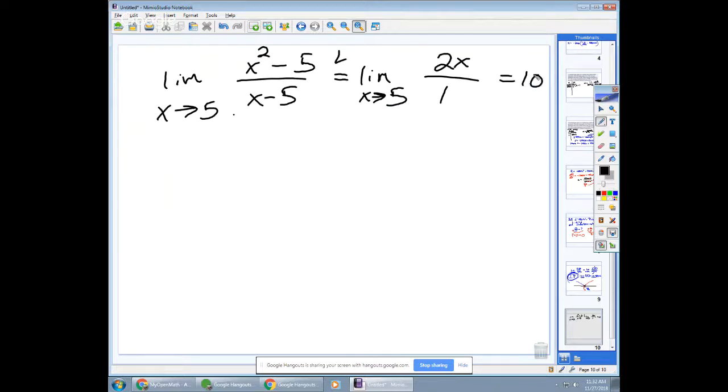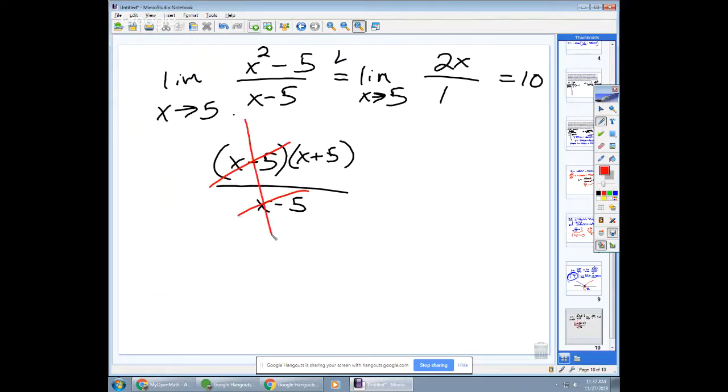X squared minus 5 factors as x minus 5 times x plus 5. The x minus 5 terms, together as a quotient, are really 1, leaving the x plus 5, and when you plug in the 5, this goes to 10 as x goes to 5. That's the way we did it algebraically back in like week 1. So L'Hopital's rule is just a different way to approach these 0 over 0 limits.